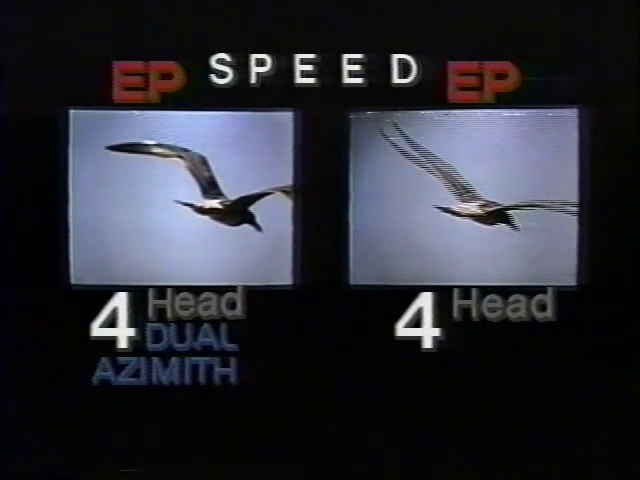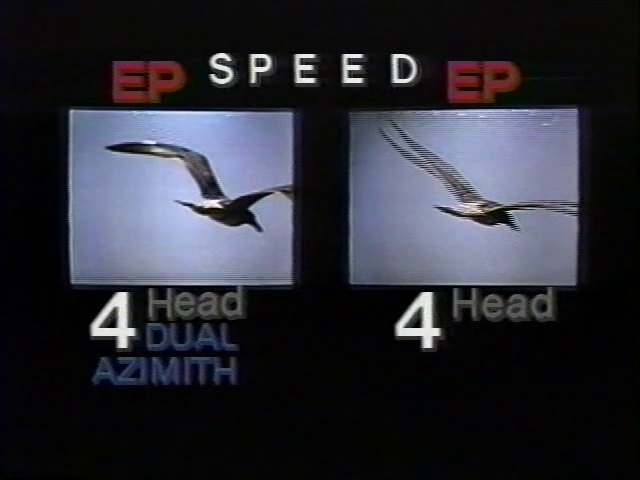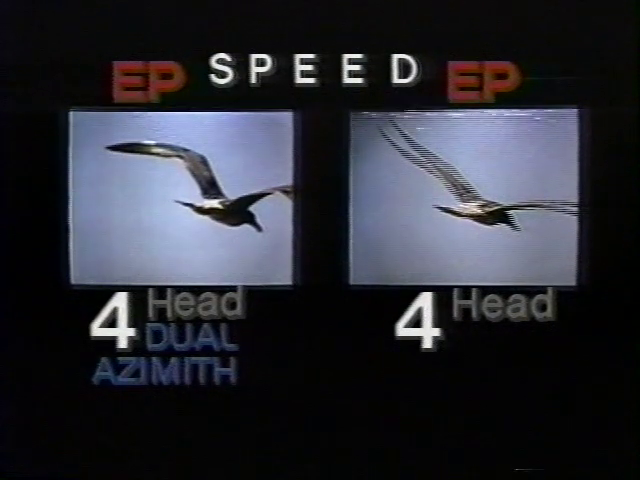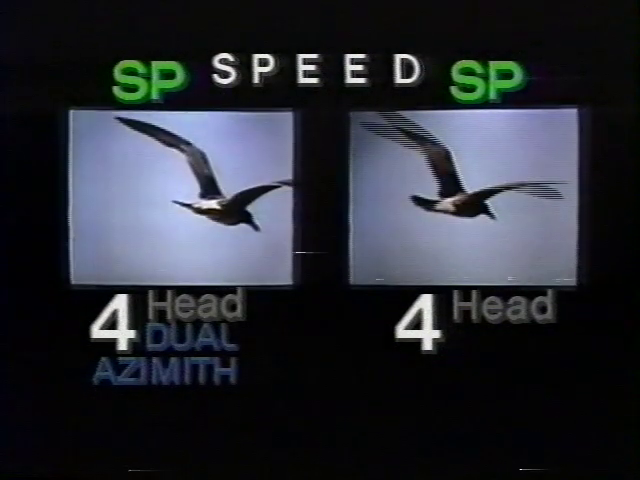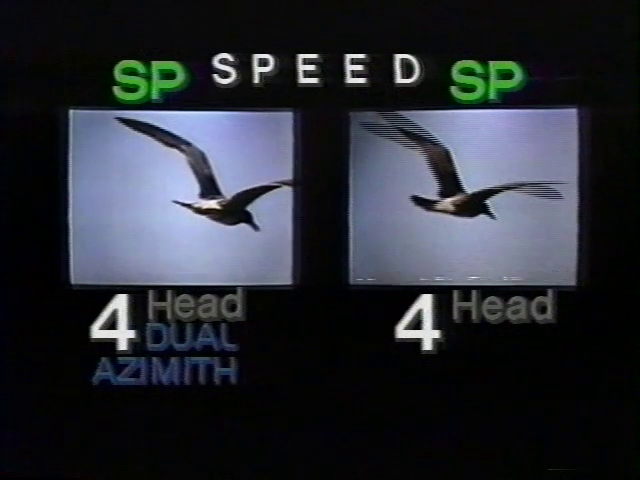An easy way to demonstrate this performance is to see picture performance in pause. First EP, now in SP. The rolling bar in the picture does not actually exist. It's an artifact of photographing a television screen with a television camera. Notice that the double azimuth picture is noiseless.